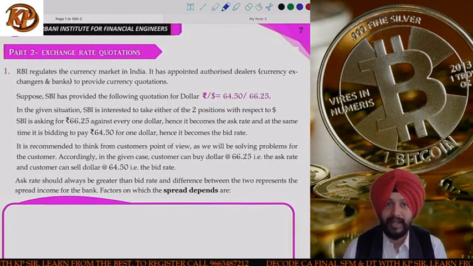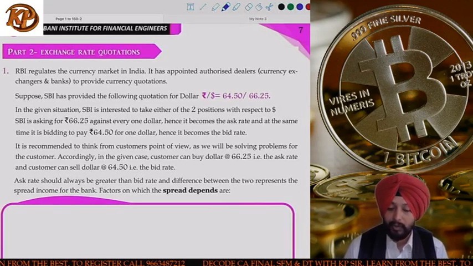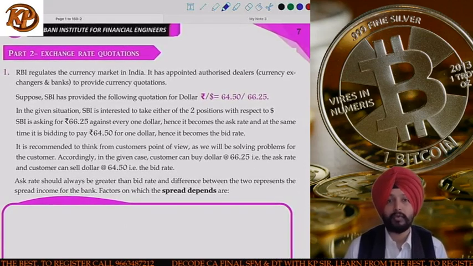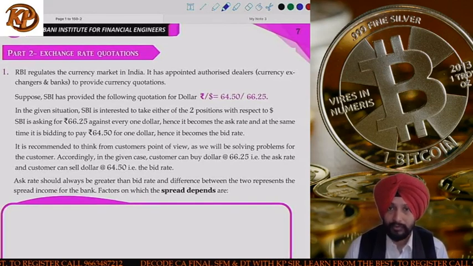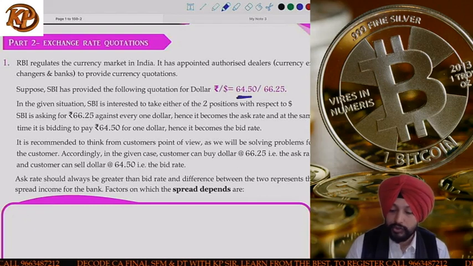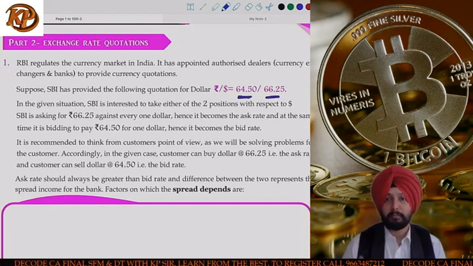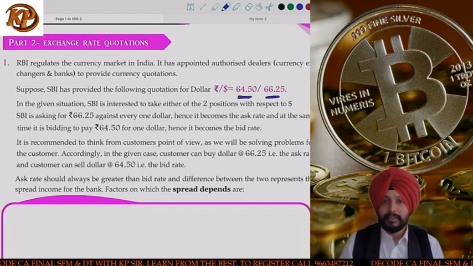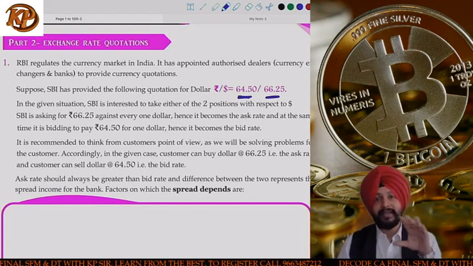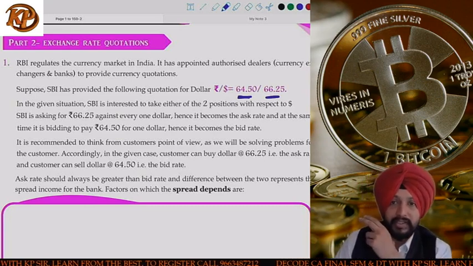Suppose SBI has provided the following quotation for dollar, that is rupee per dollar is equal to 64.50 and 66.25. So what you see here is two quotations are given. Let me first explain what this means. This means that when SBI is giving you a quotation, it is offering you basically two different rates.